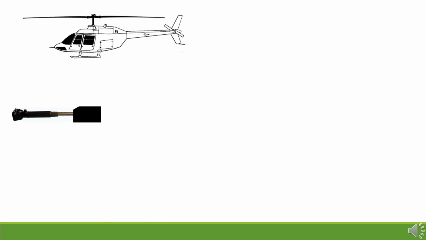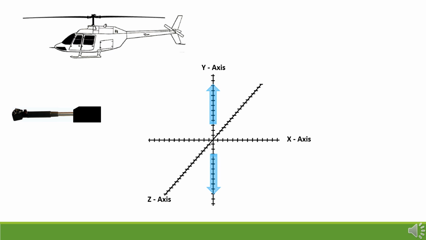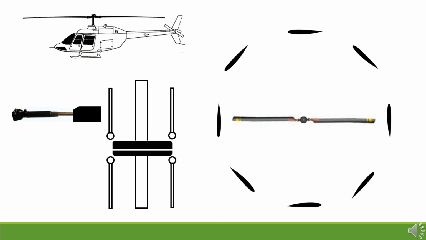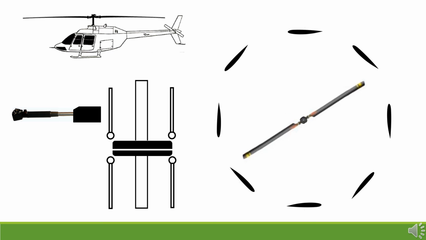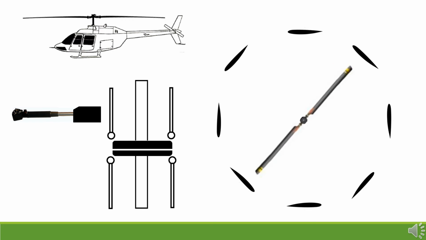The collective pitch control, or collective lever, is located on the left side of the pilot's seat and looks rather like an old-fashioned handbrake in a car. It is used to enable the helicopter to move along the y-axis, or to climb and descend. The collective changes the pitch angle of all the main rotor blades collectively, or all at the same time, and is independent of their position in the rotation.